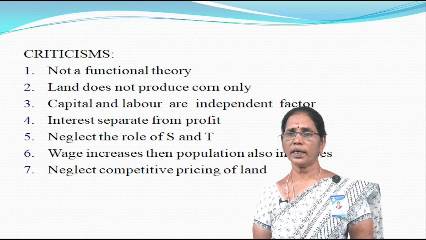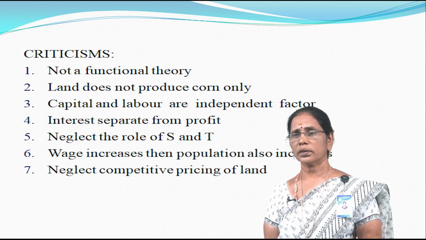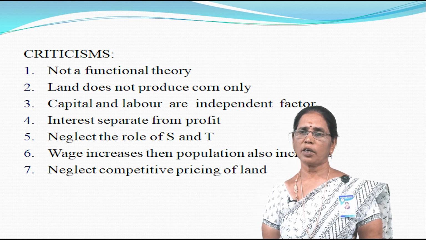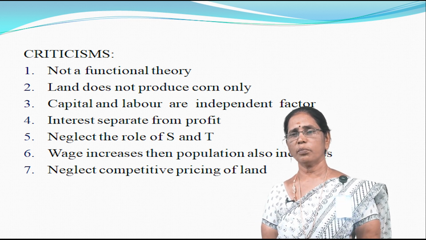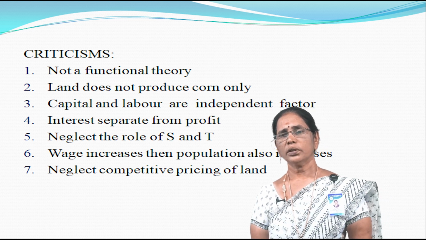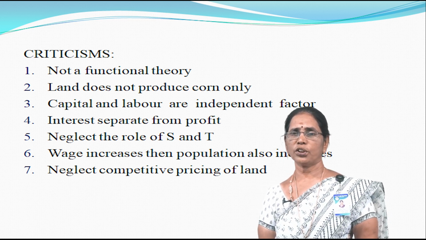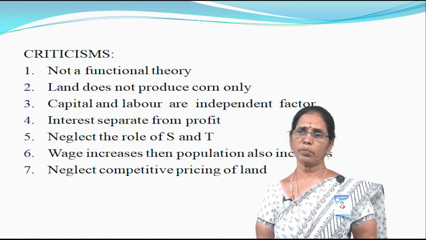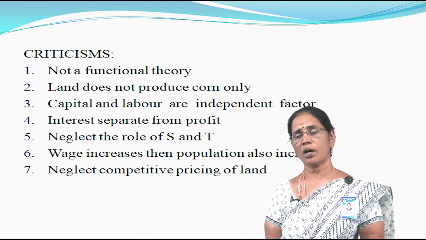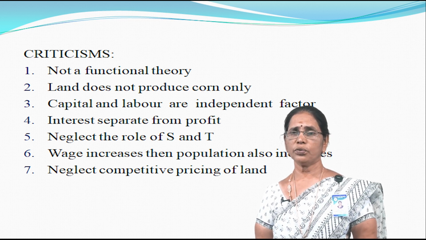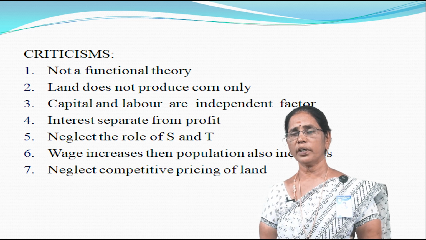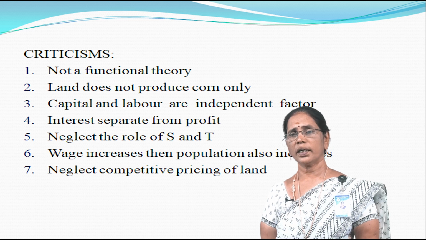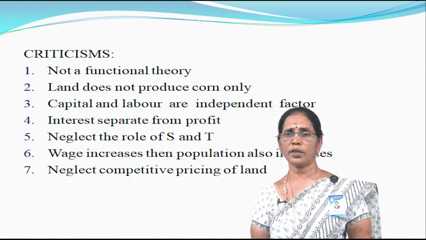Then the next one is that it neglects the role of techniques. Whether we take the example of a capitalistic economy or a mixed economy, science and technology change. Sometimes we produce corn in traditional methods, sometimes in modern methods. In that situation, the total production, that is MP, AP, will differ. So this theory neglects science and technology.